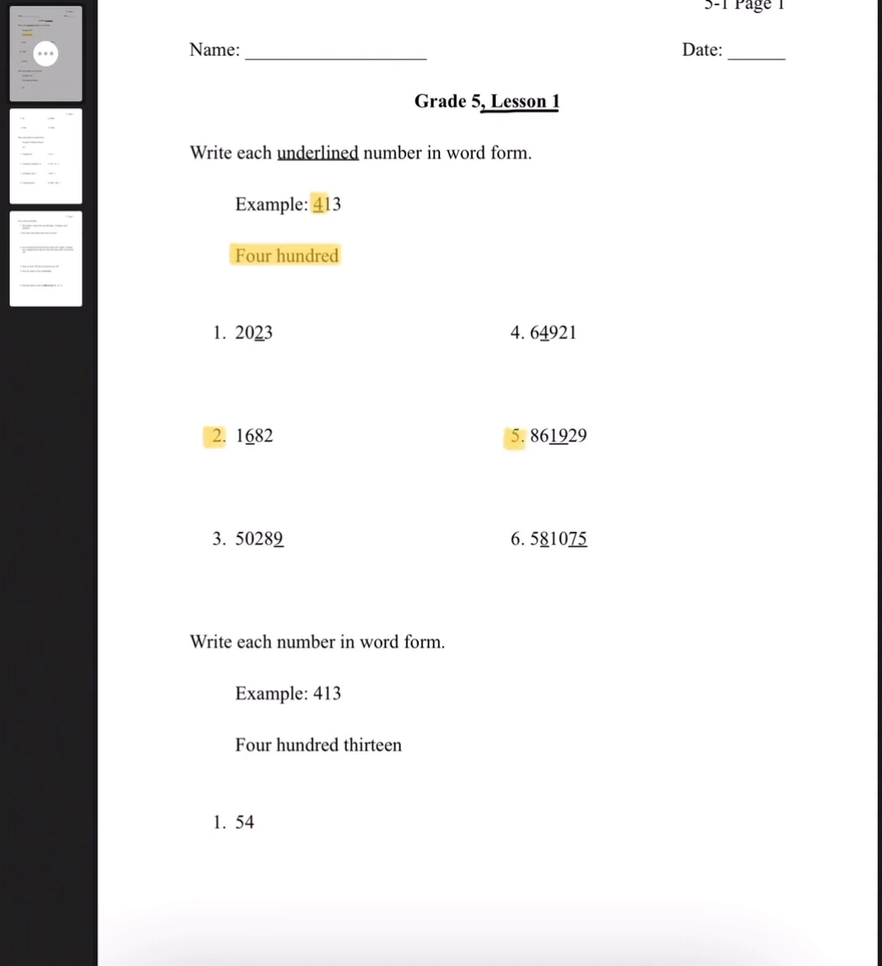So number 2, it gives us 1,682. And the number underlined here is just 6. So all we have to do is write the 6 in word form. But the 6 is in the hundreds place, so in word form, it'll just be 600. So that will be our answer.